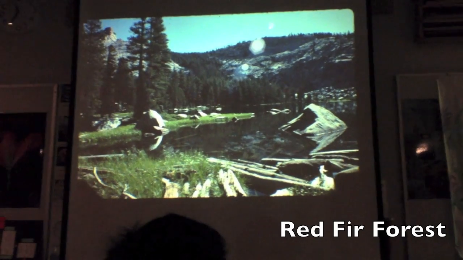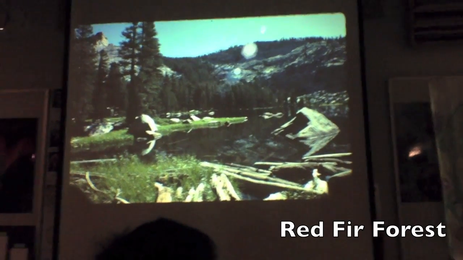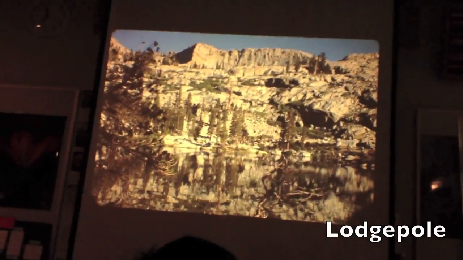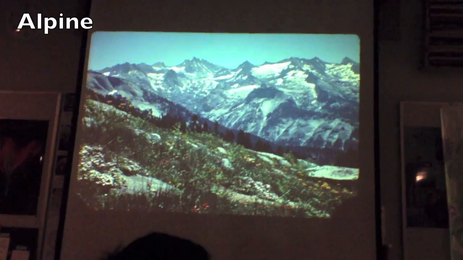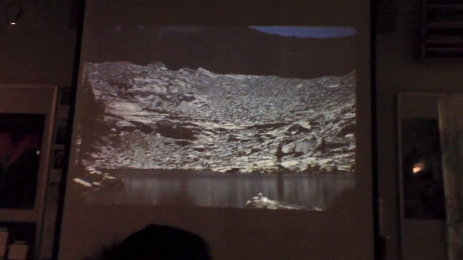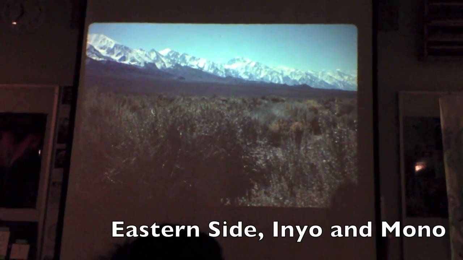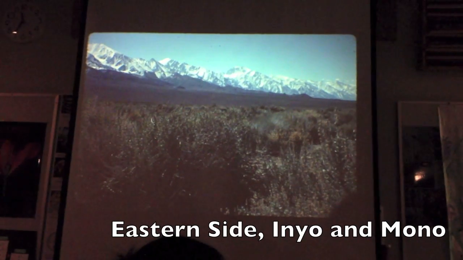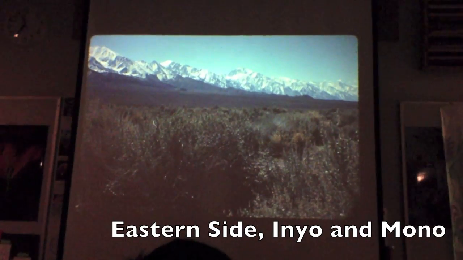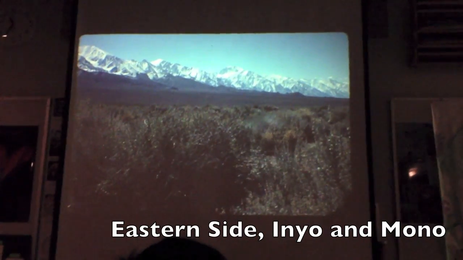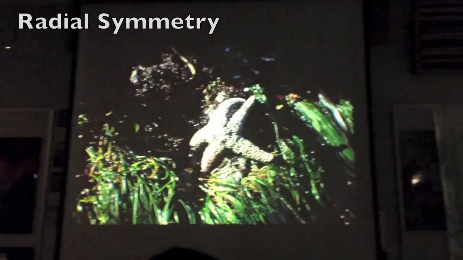Red fir. So that was a problem some of you guys had before. Lodgepole pine or subalpine? Alpine. Right at the border of the alpine. Sagebrush over to the other side. So what county do you think this is on the east side of the Sierra? It's like Inyo. Mono. Don't forget about those counties and the rivers and stuff.